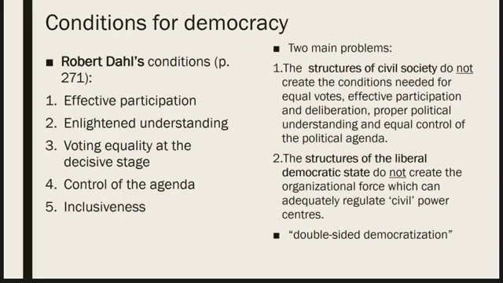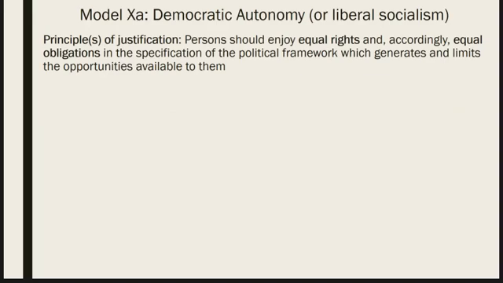Now, the implications of these problems is that democracy has to be considered in terms of, first, the reform of state power, and second, the restructuring of civil society. So he talks about the principle of autonomy needing to have a double-sided democratization, which means there needs to be an independent transformation of both the state and civil society. So it needs to have both things happening. We need to have a democratic autonomy, also called liberal socialism.